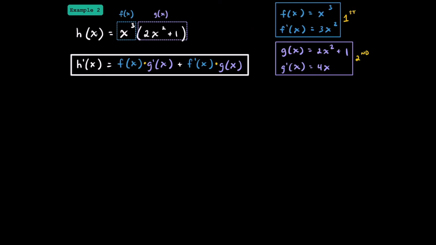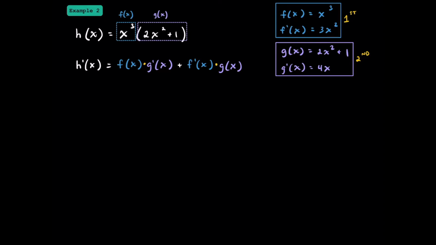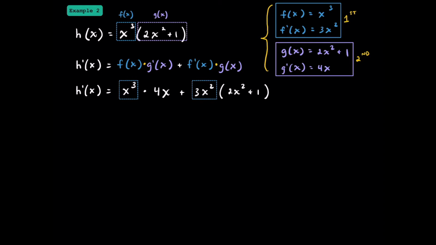Now that we have the four pieces we need for the product rule, let's substitute each of these four pieces into our function. F of x is equal to x cubed, so we'll write that first. And we're going to multiply that by g prime of x, which is equal to 4x. Then we're going to add f prime of x, which is going to be 3x squared, multiplied by g of x, which is 2x squared plus 1. Here's f and f prime of x. And here's g and g prime of x.